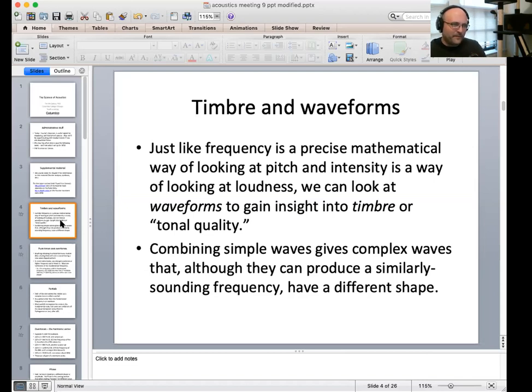Now, what we'll look at a little bit here is timbre, so tonal quality. You can blindfolded, right?